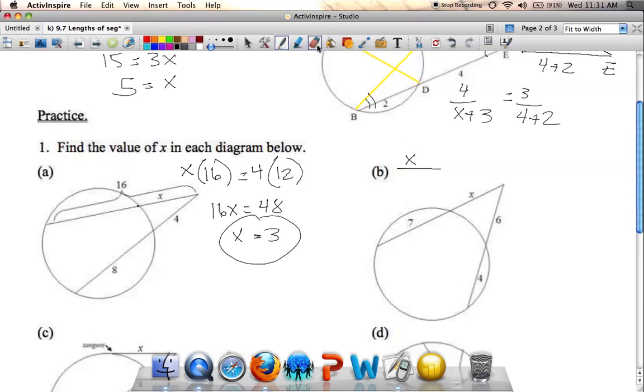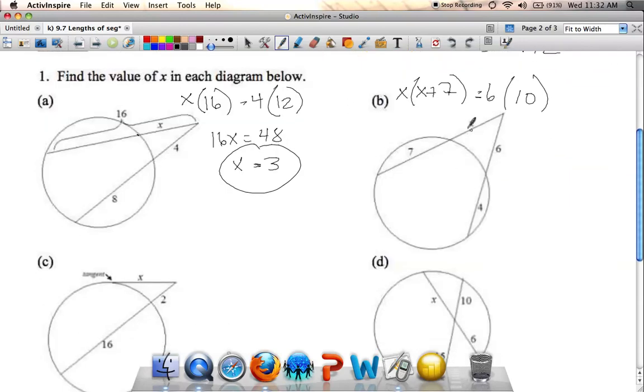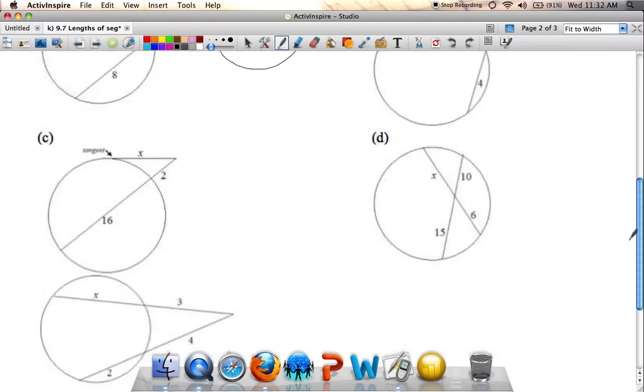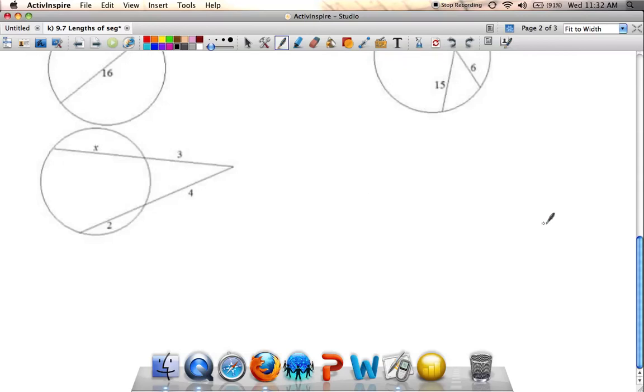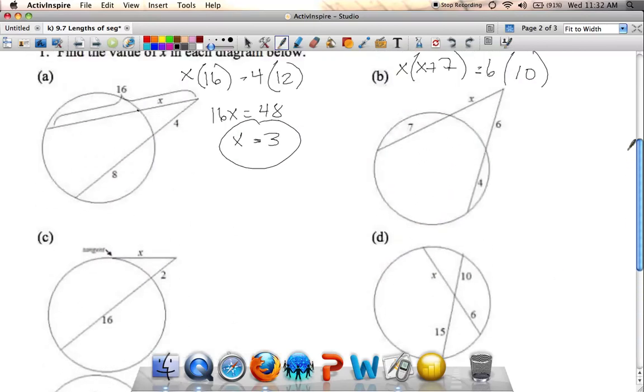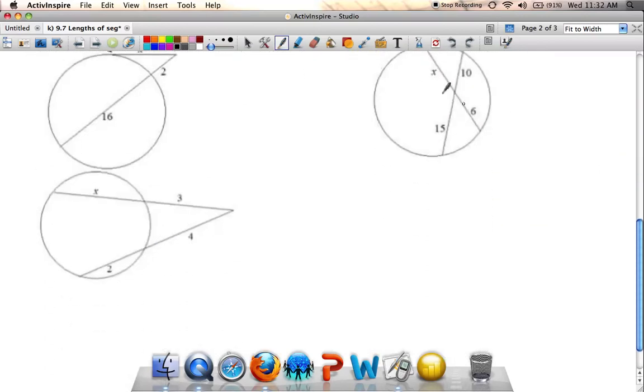For this one, you have x times this whole secant, which is x plus 7, equals 6 times this whole secant, which is 10. And you're going to solve that one out. That one looks like it may have a quadratic in it, so you'll have to be careful and solve that correctly. So going down to the bottom, I want you to please try to do these practice problems.